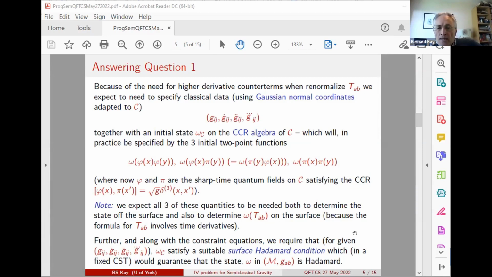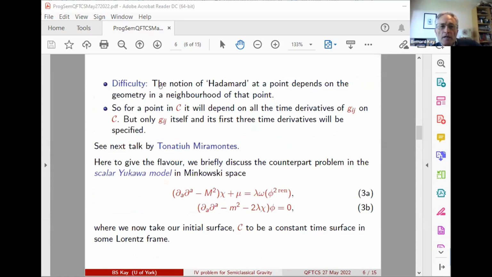Okay, and the main technical difficulty of this work that the four of us did was to understand how to define a surface Hadamard condition. And the difficulty here is that the notion of Hadamard at a point depends on the geometry in the neighborhood of that point. In particular, for a point in our initial surface, it will depend on all the time derivatives of g on that surface, but only g itself and its first three time derivatives will be specified in the initial data, or at least that's the expectation. And how we resolve this will be the topic of the next talk by Tonatiuh Miramontes.